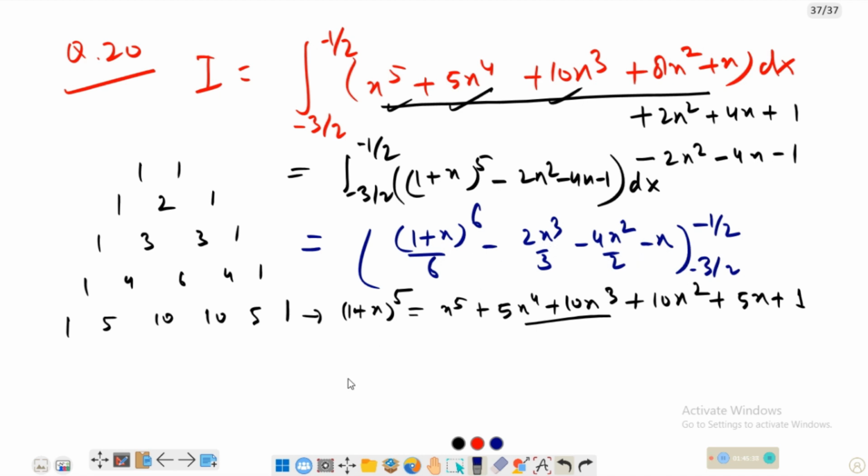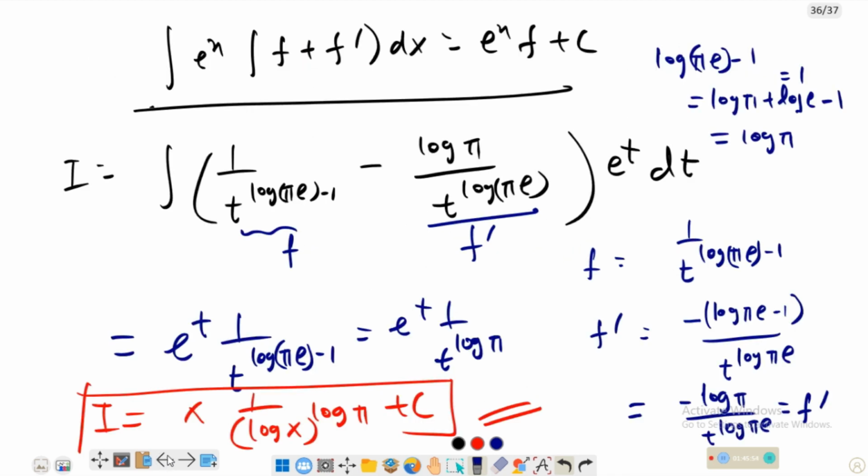If I calculate this quantity, we come to 5/6. This is our integration, so this is our I. This is MIT 2023 integration B completion.